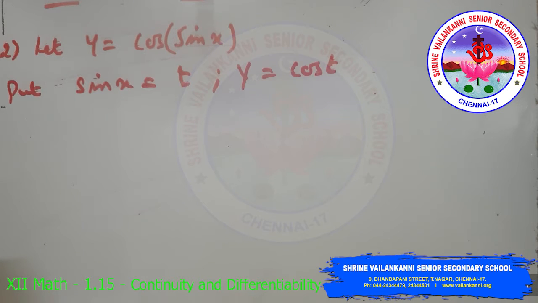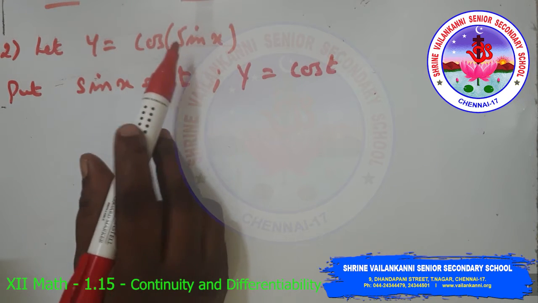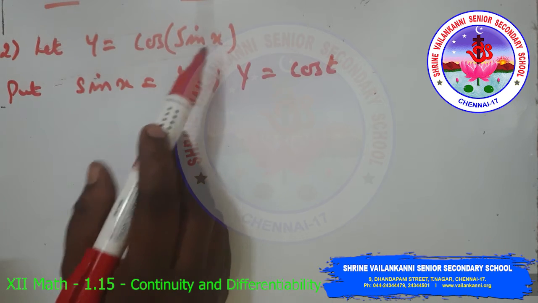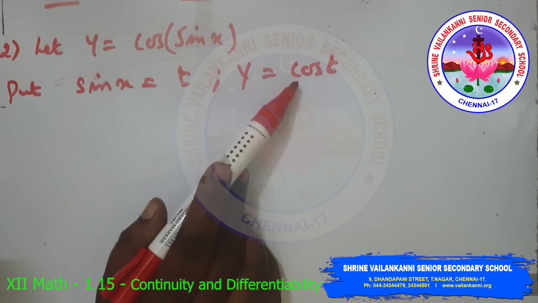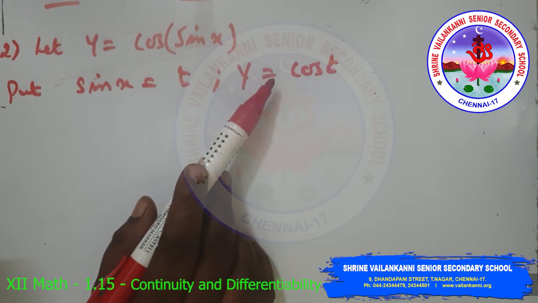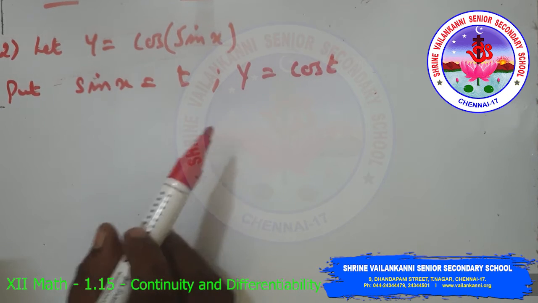Second question, differentiate the function with respect to x. Again we have to find dy by dx. Second question is cos of sin x. So let y equal to cos of sin x. Put sin x as t. Then this will become y equal to cos t. So we have to find dy by dx.